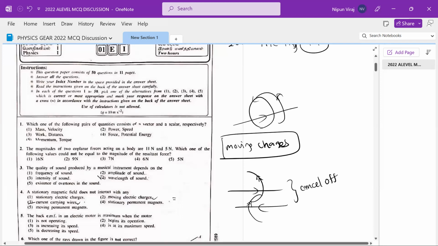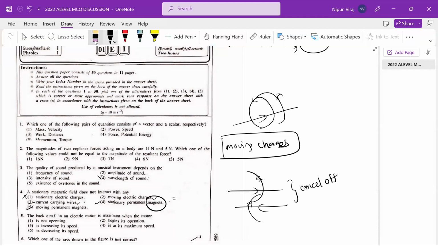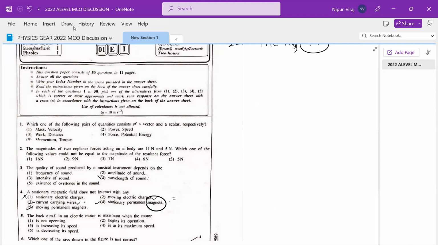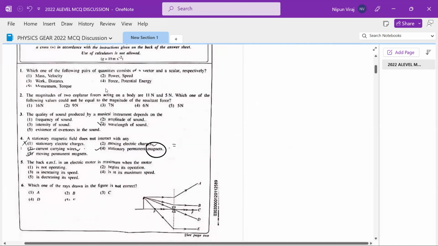If you take stationary permanent magnets, they also affect, right? Because they are obviously magnets. Even permanent magnets, whether they are moving or not, will definitely affect the magnetic field. But what about stationary electric charges? They won't affect the magnetic field because they are stationary. They are not moving, right? So let's go to the next question. Fifth one. I hope you got that.